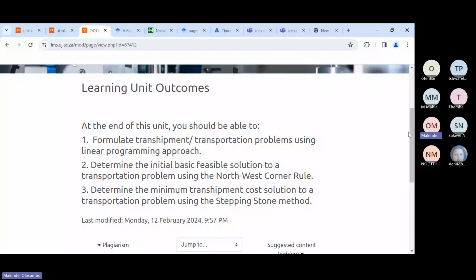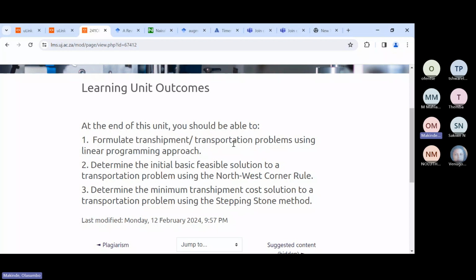Please type Y if you can see the learning unit outcomes that I'm sharing before I move on. I know I'll be saying type Y a lot because I just want to make sure that we're on the same page. Thank you. Good.